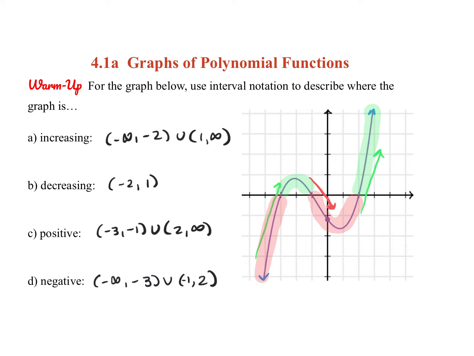Positive, remember, means that your function is greater than 0 or above the x-axis. So that's happening here, which is from negative 3 to negative 1, and here, which is from 2 to infinity. And negative means your graph is below 0 or below the x-axis. So that's happening in these two intervals, negative infinity to negative 3 and negative 1 to 2.